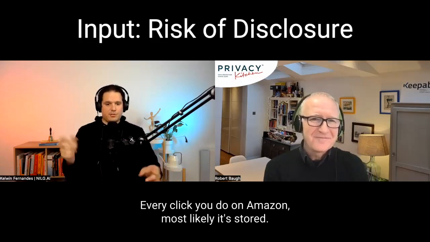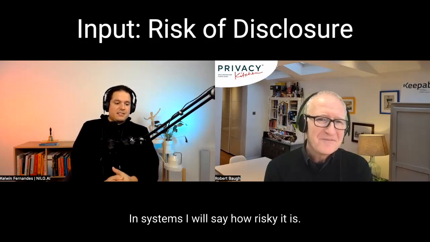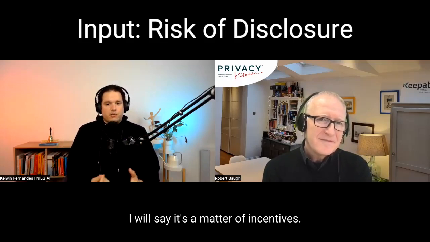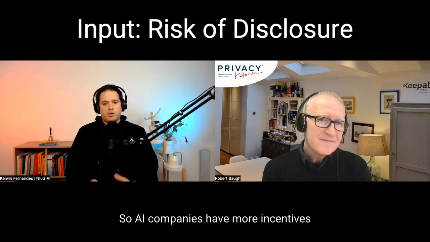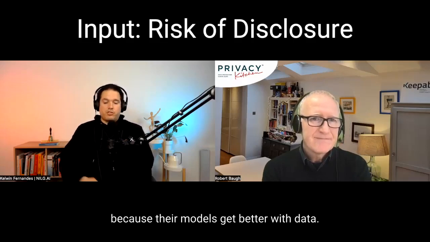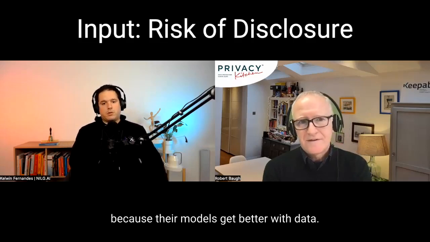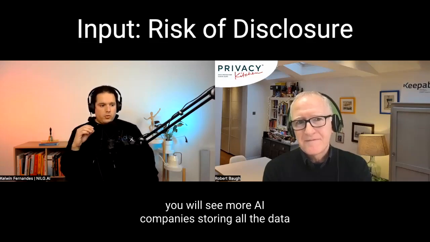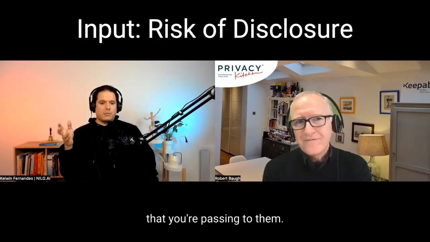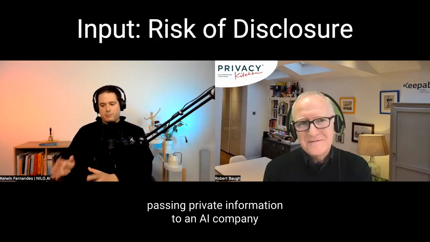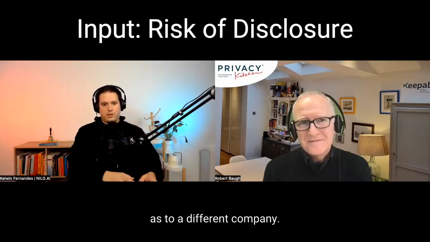Every click you do on Amazon is most likely stored. In systems, how risky it is, I will say, is a matter of incentive, right? AI companies have more incentives for storing the data than non-AI companies, because their models get better with data. So as a system, you will see more AI companies storing all the data that you pass into them. In principle, it is as risky passing private information to an AI company as to a different company.